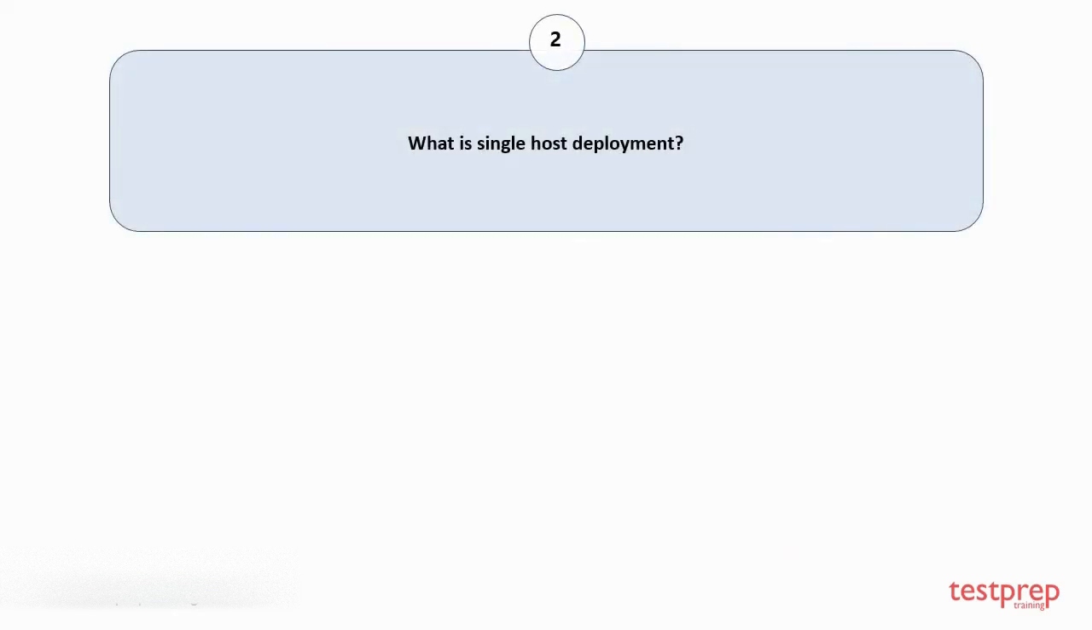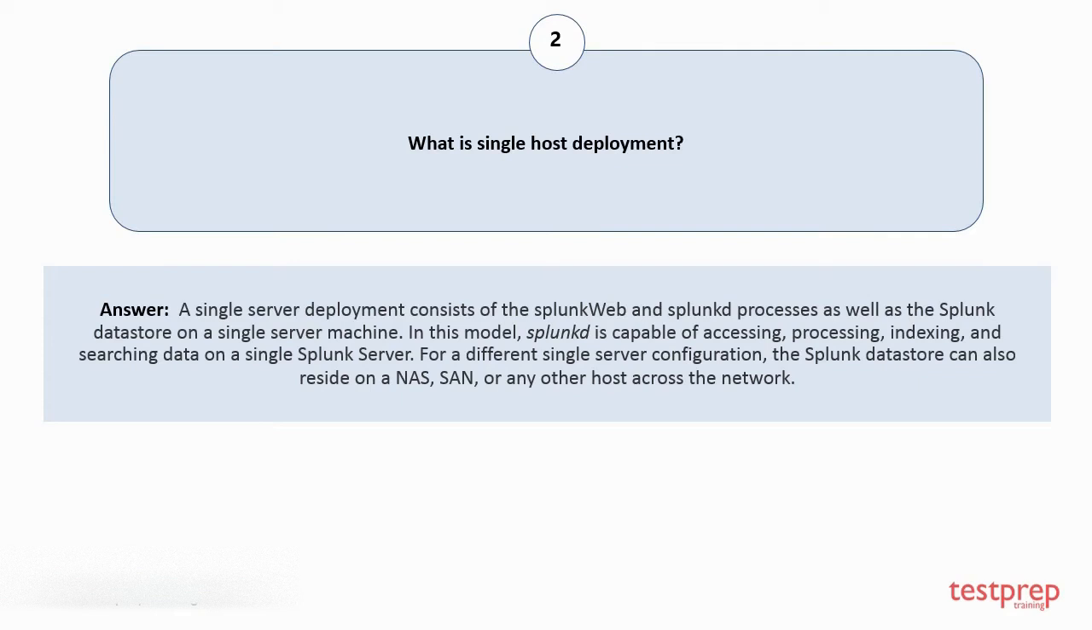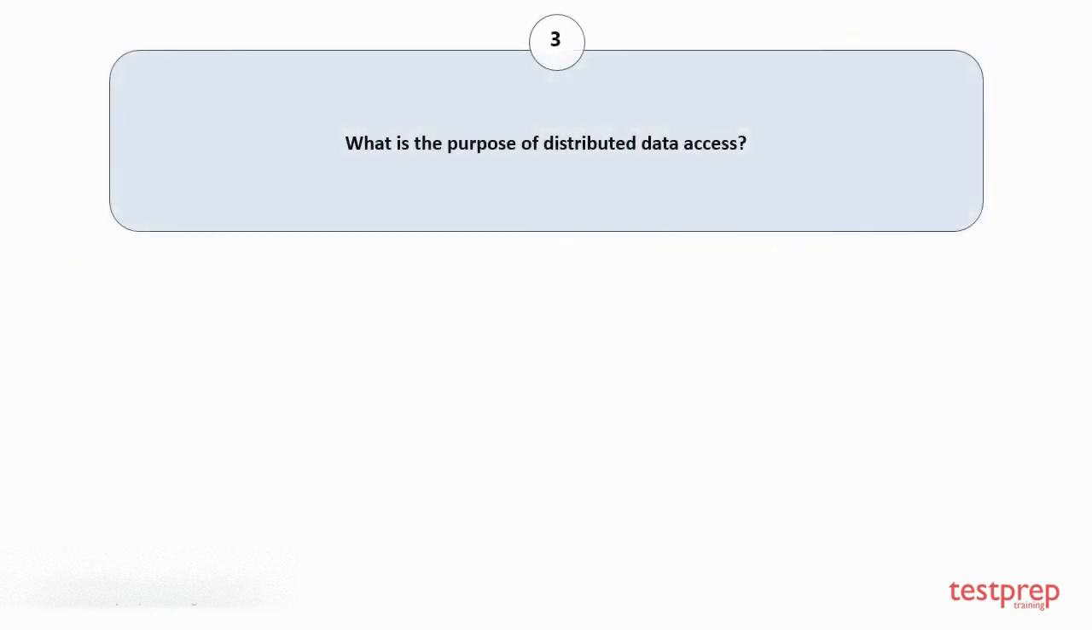Question number 2, what is single host deployment? Your answer is a single server deployment consists of the Splunk web and Splunk processes as well as the Splunk data store on a single server machine. In this model, Splunk is capable of accessing, processing, indexing, and searching data on a single Splunk server. For a different single server configuration, the Splunk data store can also reside on a NAS, SAN, or any other host across the network.